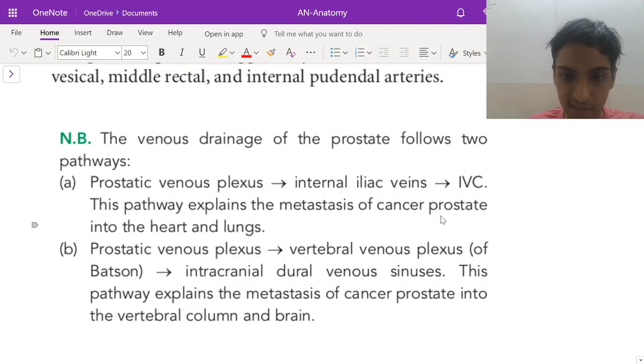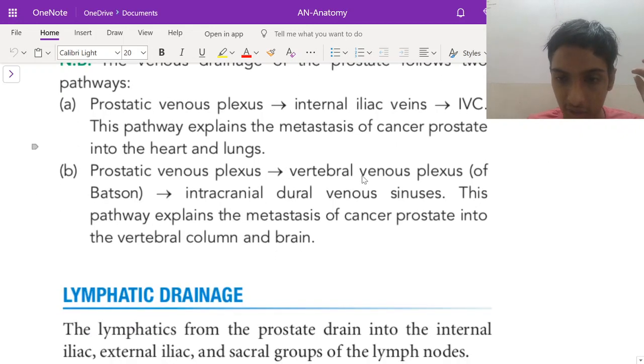the prostatic venous plexus, then the internal iliac veins, and into the IVC, the inferior vena cava, which explains the tumor spread to the heart and lungs. And then another pathway into the vertebral venous plexus of Batson and the cavernous sinus, or you can call it the intracranial dural venous sinus. Got it? So this explains the metastasis of prostate cancer into the brain and the vertebral column.